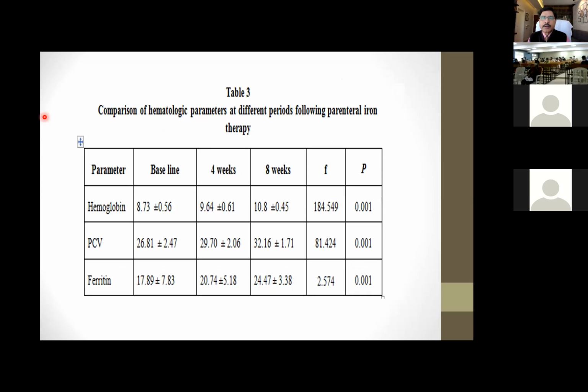For example, here parenteral iron therapy has been given at different periods. We are measuring hemoglobin, PCV and ferritin at baseline, at 4 weeks, 8 weeks. All the data shows that it is parametric because the standard deviation nowhere is more than half and it is always less than half. Second, they are all numbers with mean and standard deviation. Third, there are more than 2 groups. Fourth, there are observations on the same individual at baseline, 4 weeks, 8 weeks. In such a case you do what is called the repeated measures ANOVA.